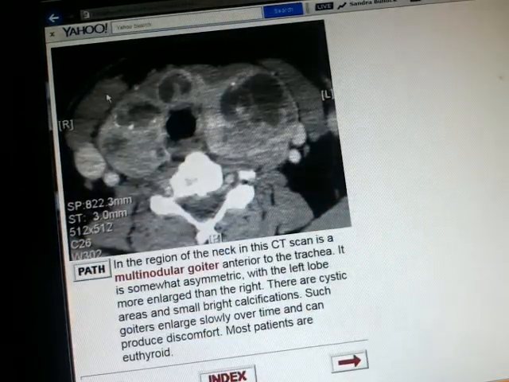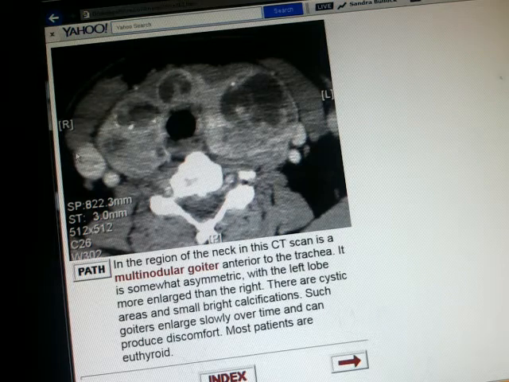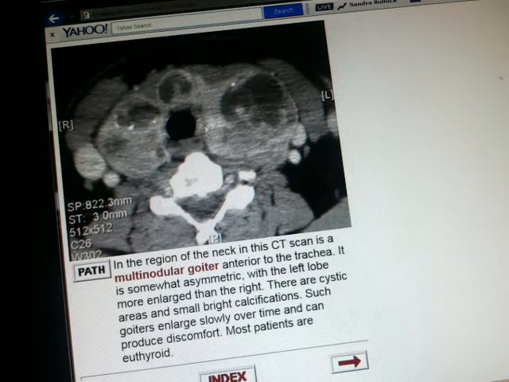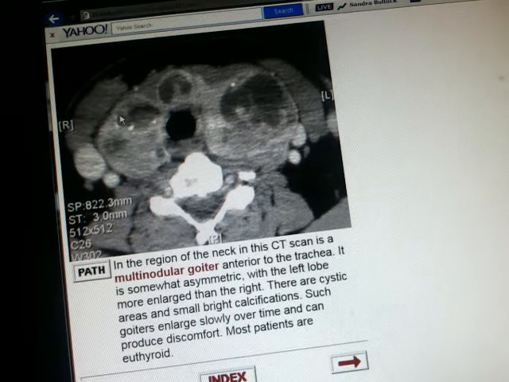This is a CT scan of the same patient. This is the trachea in the center, and this is the right thyroid lobe. This is the left thyroid lobe. Both lobes are diffusely and symmetrically enlarged with multiple nodules scattered all over the gland.